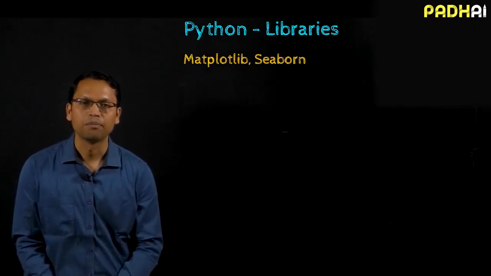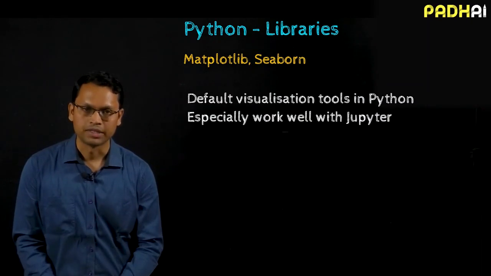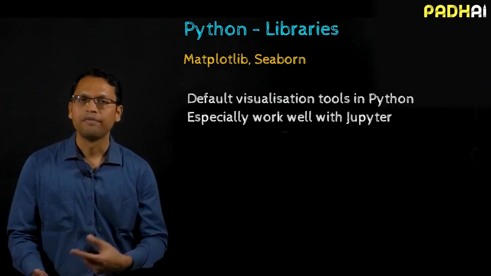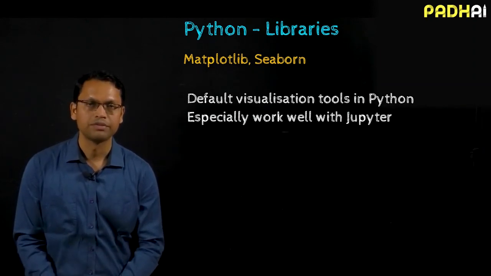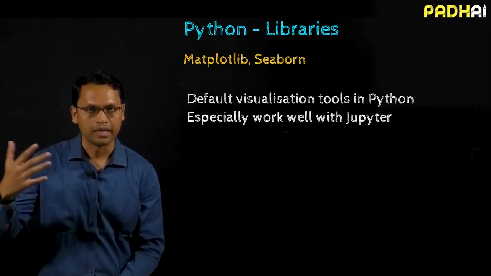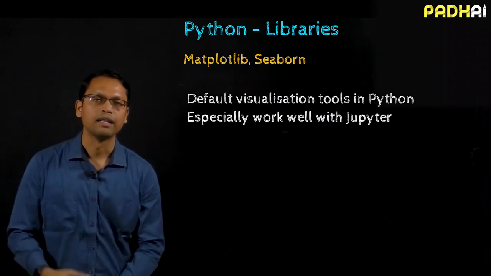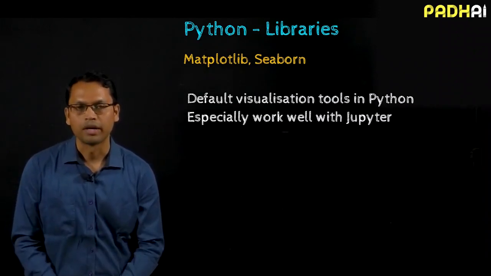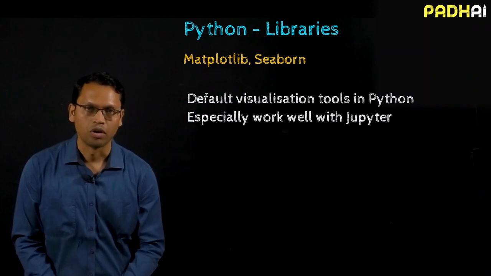The next set of libraries is for visualization. We will use matplotlib and seaborn for visualization. They are the default visualization tools in Python, and they work very well together with Jupyter notebooks. We have seen that with Jupyter notebooks, you can execute code and see the output inline within the web interface. And the matplotlib and seaborn plots can also show up there, and this enables one to have a single window to explore all of these.